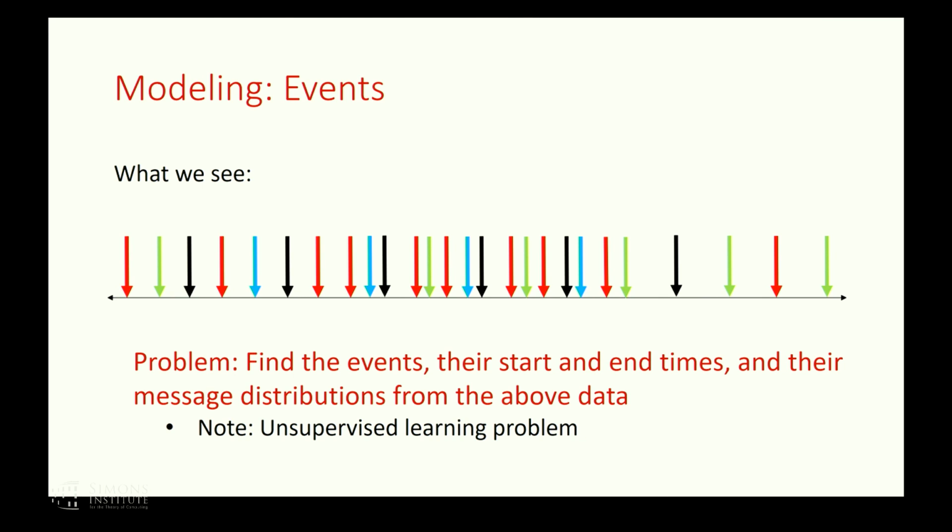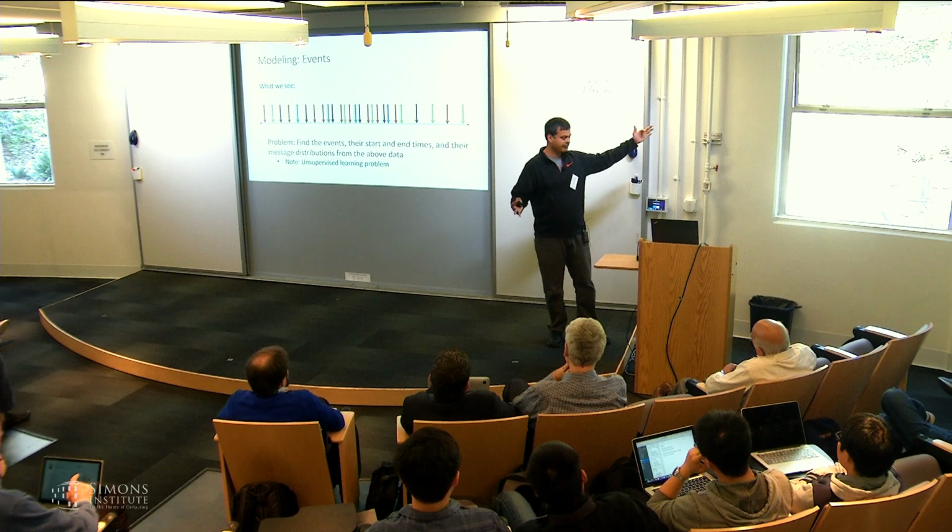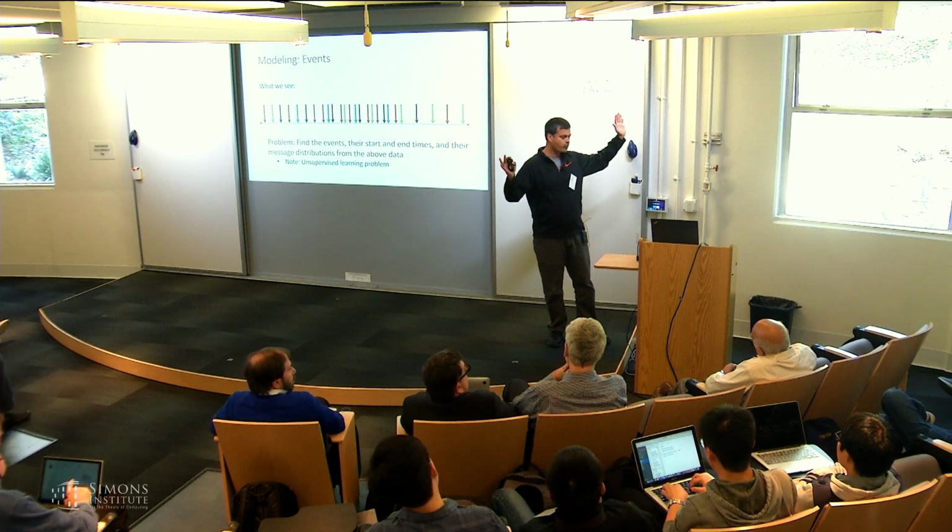Yes? Do you know which events you're looking for and what these distributions are? No, we don't know anything. All we are given is just a bunch of messages, and it's an unsupervised learning problem. There is no expert in AT&T that knows which events generate which type of messages. All we were given is just a 97 million message data set. That's it. Nothing is known.